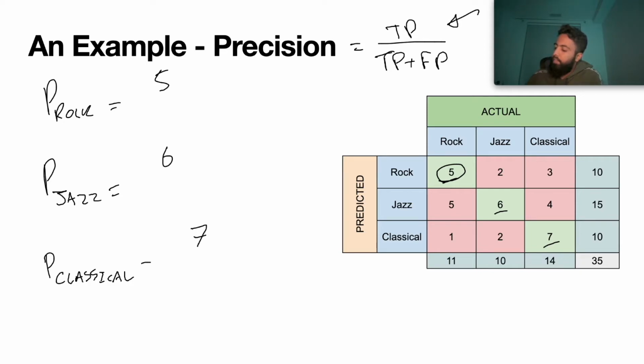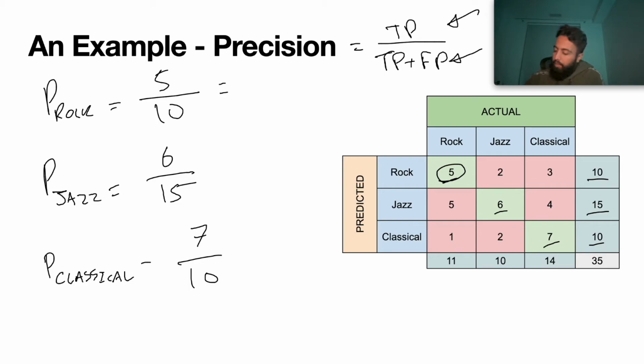Now we have to calculate the true positives plus false positive values. This is just another way of saying how many predictions did your model make for a given class. Here we can see that our model made 10 predictions for the rock class and 15 predictions for the jazz class and 10 predictions for the classical class. So the true positives plus the false positives for rock would be 10, for jazz would be 15, and for classical, it would be 10.